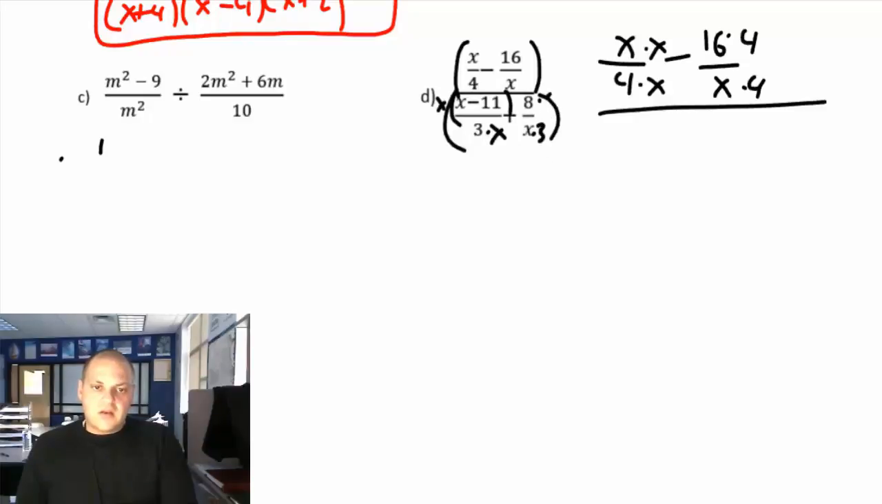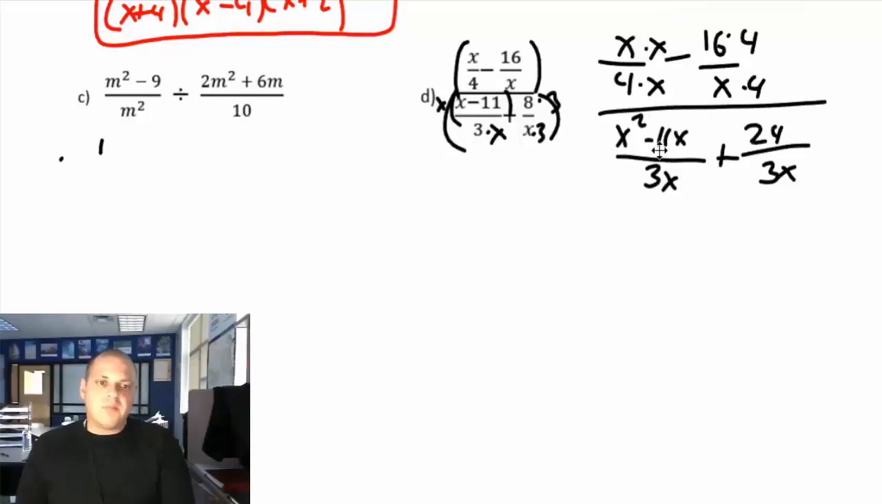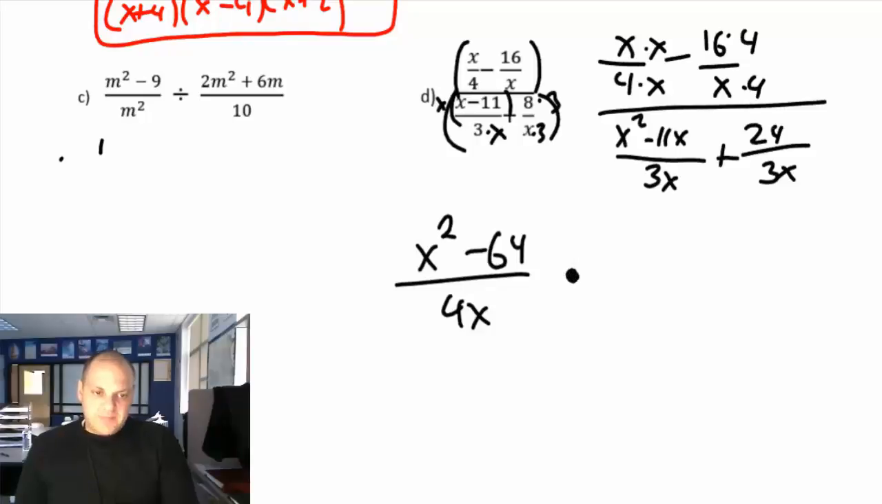I need a 3 here. I need a 3 here. Okay, so this is going to be x squared minus 11x over 3x plus 24 over 3x. Okay, now I'm ready to combine. So I have x squared minus 64 over 4x times, because it's dividing, right? And then the 3x is going to go on top because we're going to flip that, and it's going to be x squared minus 11x plus 24.